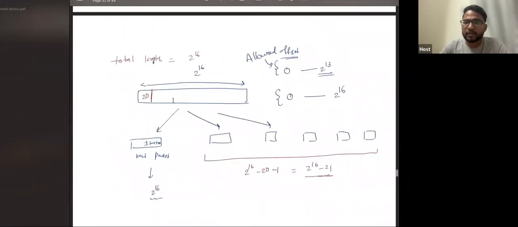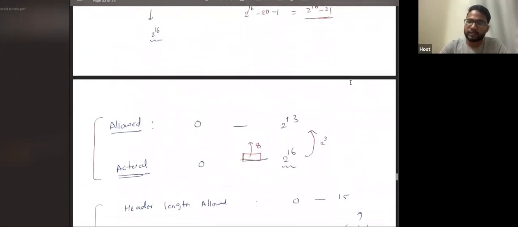See here that in the worst case, there could be just 1 byte and it could follow, almost 2 power 16 bytes. So that is why there will be some scaling, right? Because the allowed offset is from 0 to 2 power 13. So that's why we do scaling.